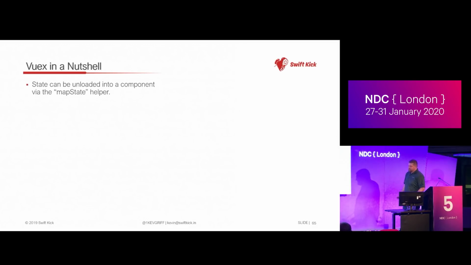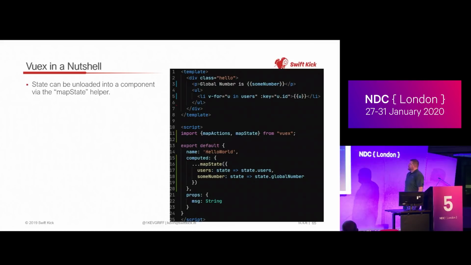So how do we in our components map to the state that we care about? Because your state object might have 50, 100, 500 properties in it. You don't care about all of them. If you're on just the user view, you might just want to subscribe to 2 or 3 of them. Well, there's some shortcuts, some helpers built into Vuex, 2 in particular, map actions and map state.